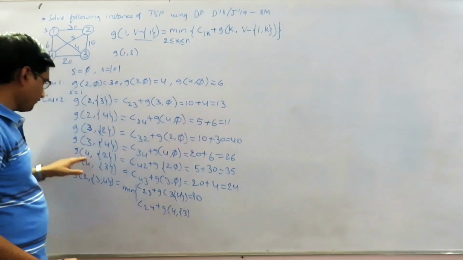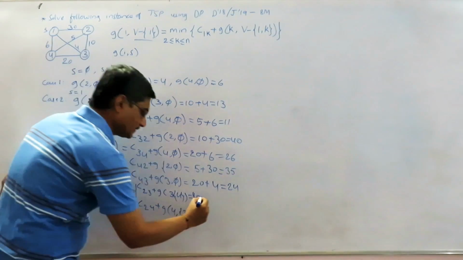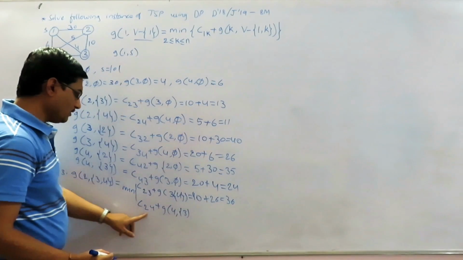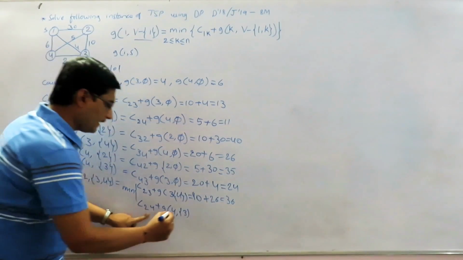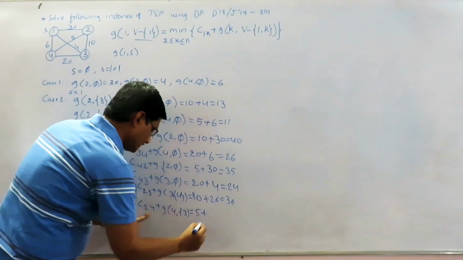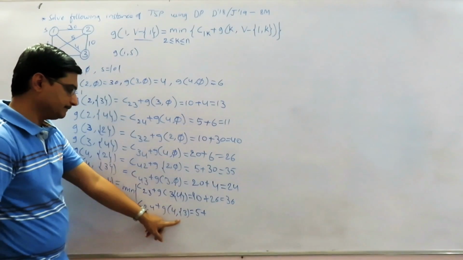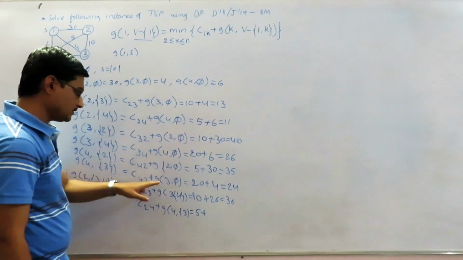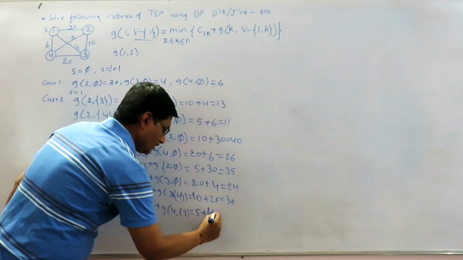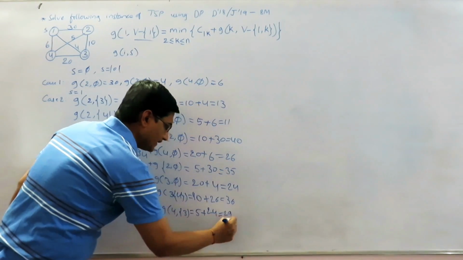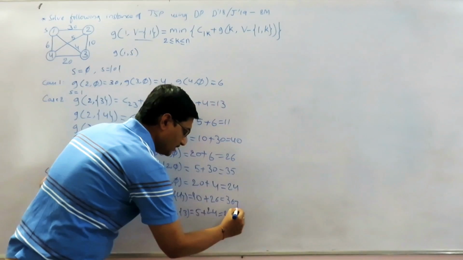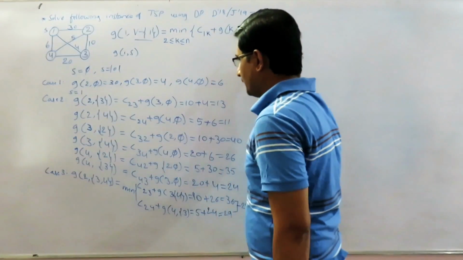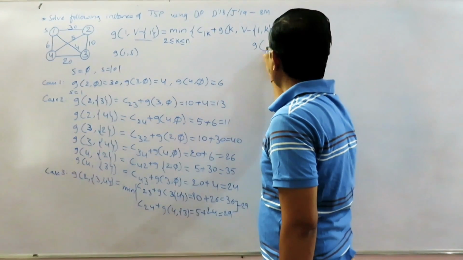G of 3, 4 is 26. So this is equal to 36. C of 2 to 4 is 5 plus G of 4, 3. G of 4, 3 is 24. 24 plus 5 is 29. Out of these two, which is minimum? 29 is the minimum.